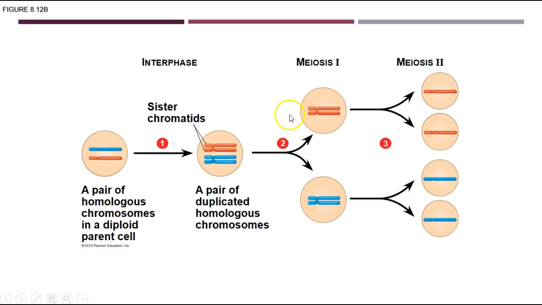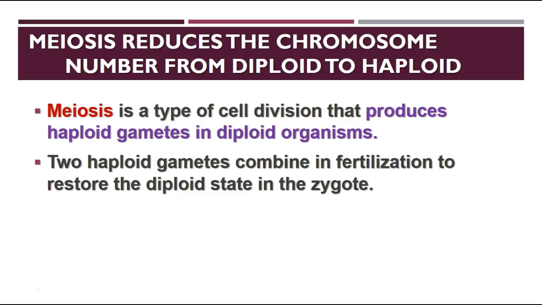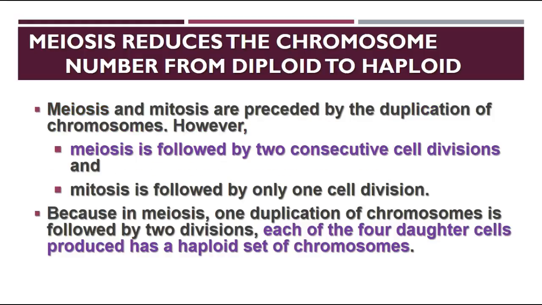the two duplicated chromosomes into the first division into two separate cells, and then the second division separates the chromatids into separate chromosomes. So from meiosis you're going to get, rather than 2 daughter cells, you're going to get 4 daughter cells, but each daughter cell is only going to have half the number of chromosomes as the parent cell. So this is the type of cell division that produces haploid gametes in diploid organisms, and then the two gametes are going to join together to produce the diploid state in the zygote.